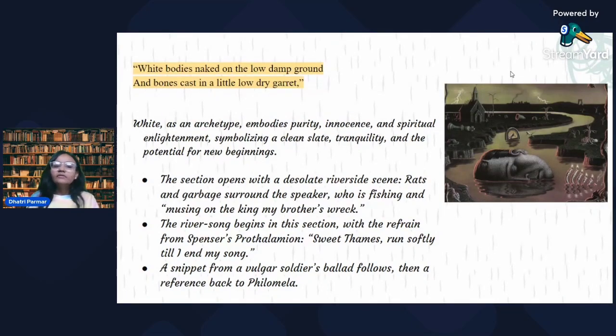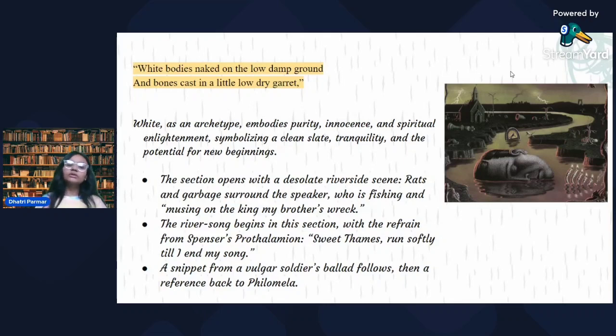White bodies naked on the low damp ground and bones cast in a little low dry garret. First of all, let us see that white as an archetype embodies purity, innocence, spiritual enlightenment, symbolizing a clean state and tranquility, and the potential for new beginnings. But because it is a modern epic poem, Eliot uses it in a different way. For instance, while reading from the very first words, we find white bodies naked on the low damp ground. So we find how he uses this.